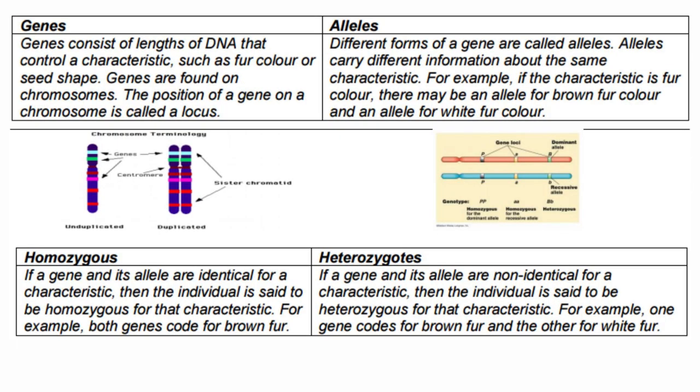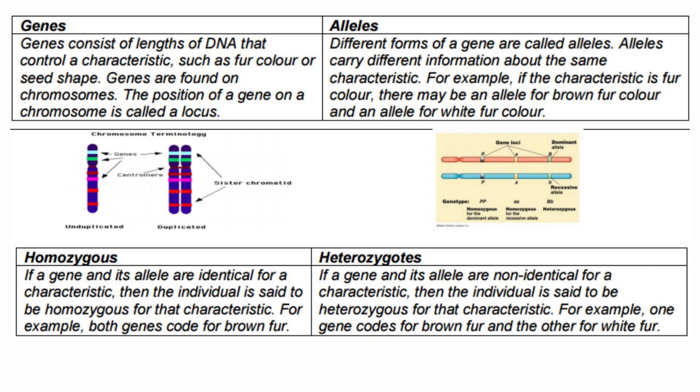Genes, alleles. Genes consist of lengths of DNA that control a characteristic, such as fur color or seed shape. Genes are found on chromosomes. The position of a gene on a chromosome is called a locus. Different forms of a gene are called alleles.